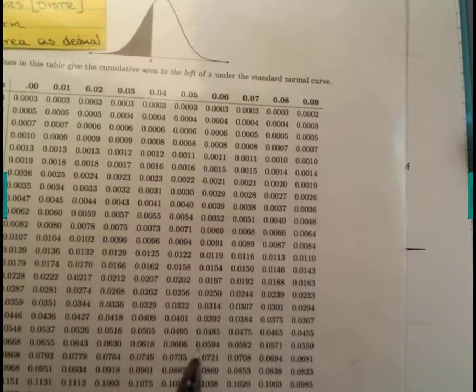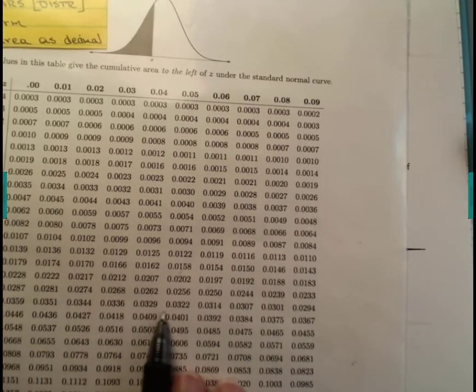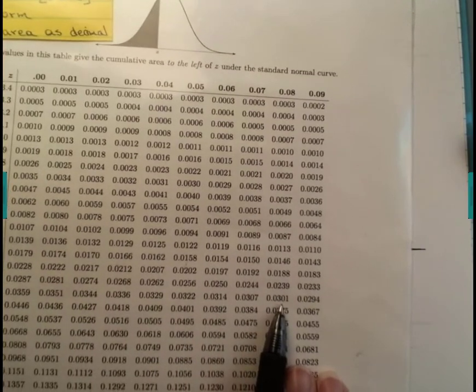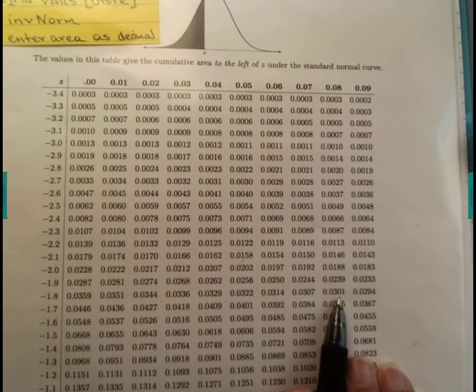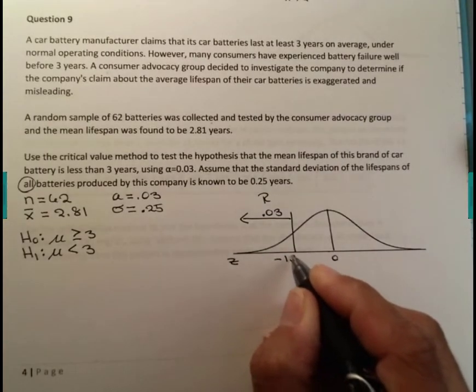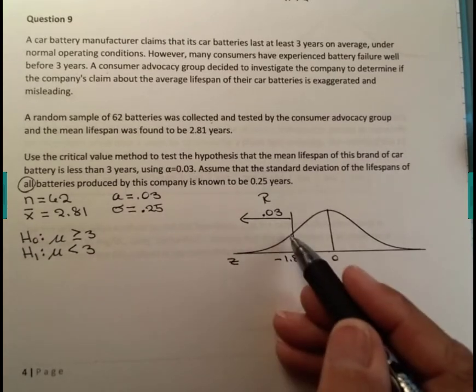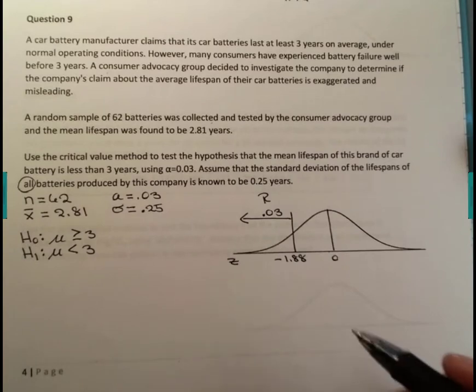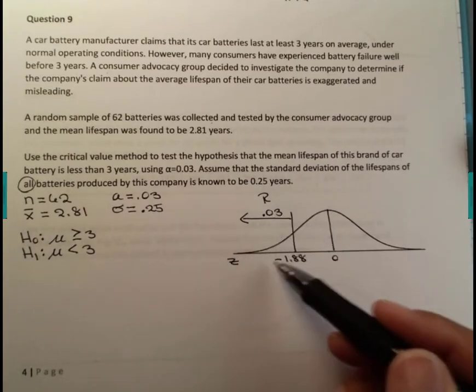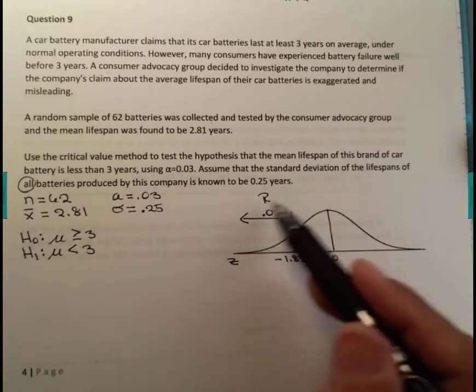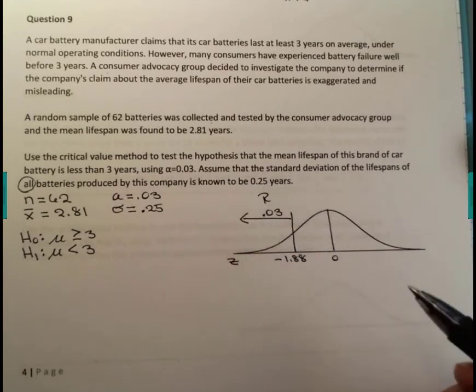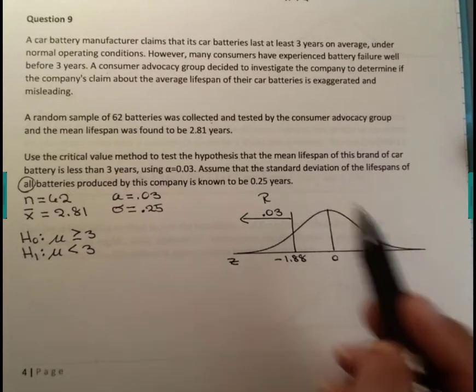0.03 is going to take me right about here. I'm going to use this one, negative 1.88. So this would be negative 1.88, filling in all the blanks. That's my critical value of z. If the test statistic, when I run the test, falls below negative 1.88, in that 0.03 over there in the left tail, I will reject the null hypothesis.